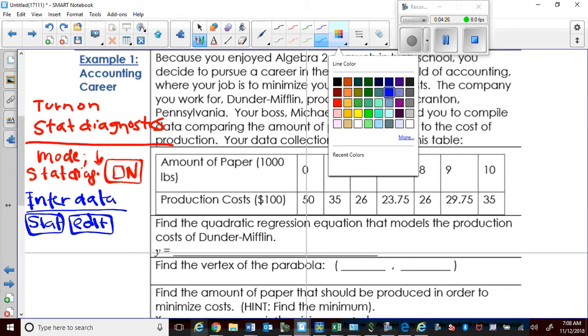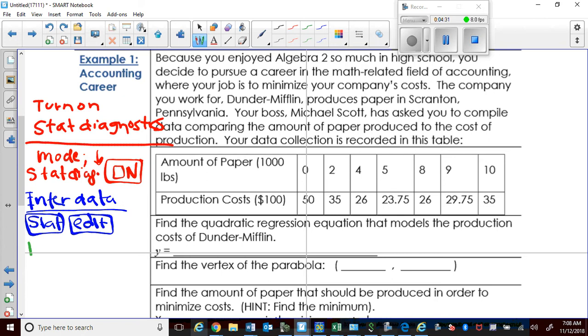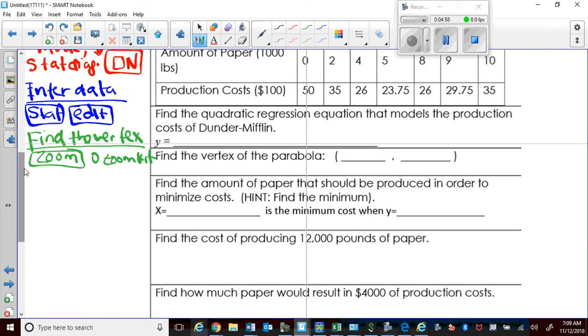Now, the third thing we're going to do is find the vertex. Okay? So we'll press zoom, and then 0 for zoom fit. Okay? And that should enable us to go to our graphing calculator and see this equation on our graphing calculator.